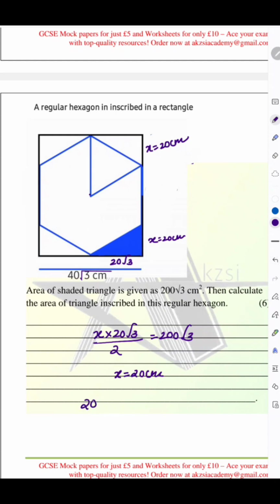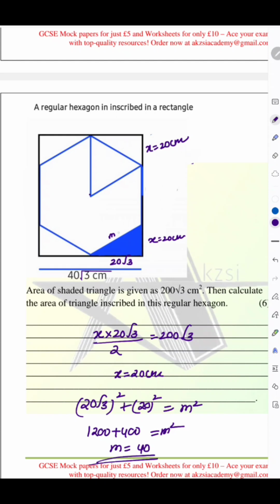So 20 root 3 whole squared plus 20 squared is equal to, let's say this is m, m squared. This is 1200 plus 400 is equal to m squared, and m is equal to 40. So this is 40. So now I know that the length of each side of this hexagon is 40. That means this is 40, this is 40, and this is 40.